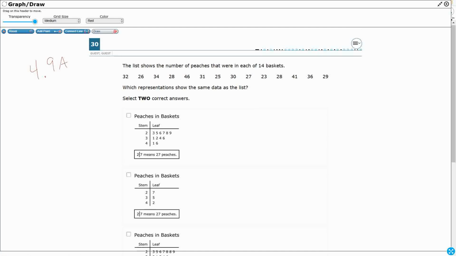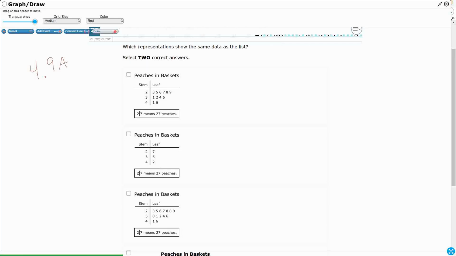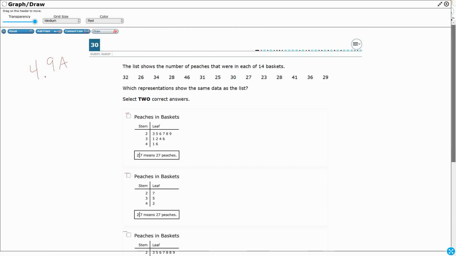So it looks like my stems are going to be in my tens place, right? Looking at my keys right here, my stems are going to be in my tens place. Leaves are going to be in my ones place. Let's just build that first. So let's build a stem and then a leaf.